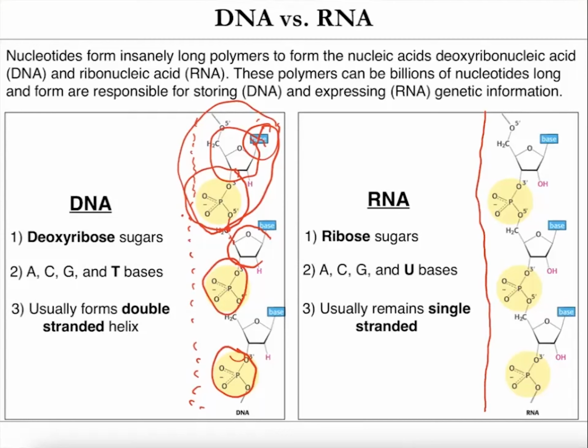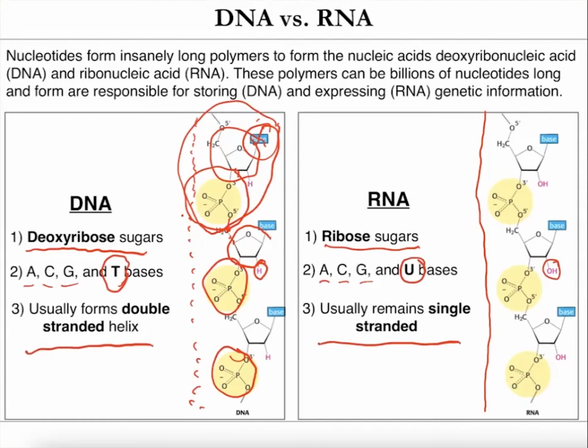So there are only a couple differences between DNA and RNA. They do differ in their function, and we'll talk more about that in a bit. But DNA only has deoxyribose sugars, so there's no OH group, whereas RNA has ribose sugars, as I mentioned earlier. DNA has A, C, G, and T bases, whereas RNA has A, C, G, and U. And then DNA usually forms a double-stranded helix, which we'll talk about, and which you've probably seen before. Whereas RNA, and this has a lot to do with their different functions as well, usually remains single-stranded.